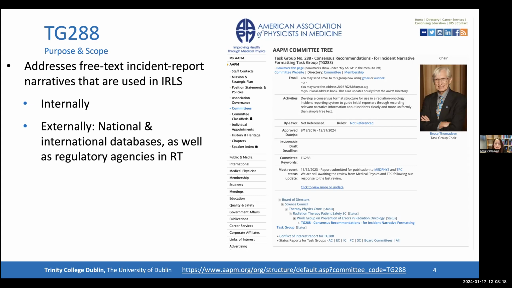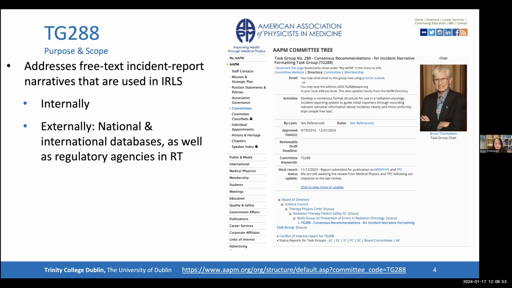So this applies to both internal reporting and learning systems, and also anywhere where you might report externally. That might include national and international databases. Nationally, maybe for statutory or mandatory purposes, for example. And then we have some international databases, mainly voluntary databases like Saffron and Roses. So it applies to anywhere, I suppose, that we are required to fill out a narrative section.